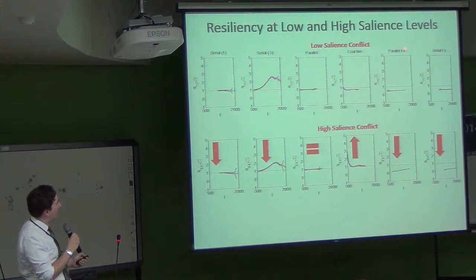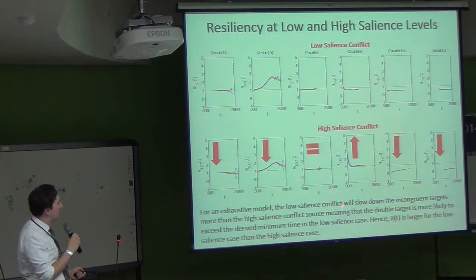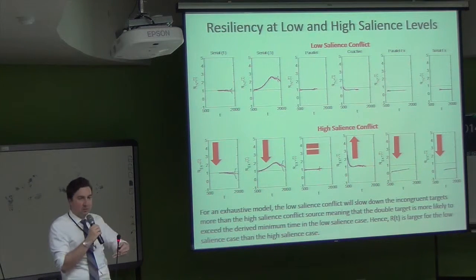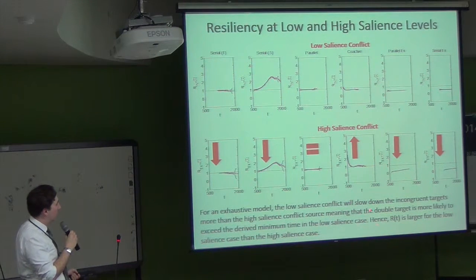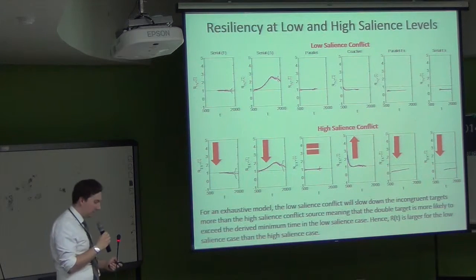For the parallel exhaustive model and the serial exhaustive model, we see similar patterns in that the low salience conflict slows down the incongruent targets more than the high salience conflict, meaning that the minimum time is slowed down more in the low salience case, making it more likely that the double target is going to exceed the derived minimum time, and making the resiliency function larger for the low salience case than the high salience case.